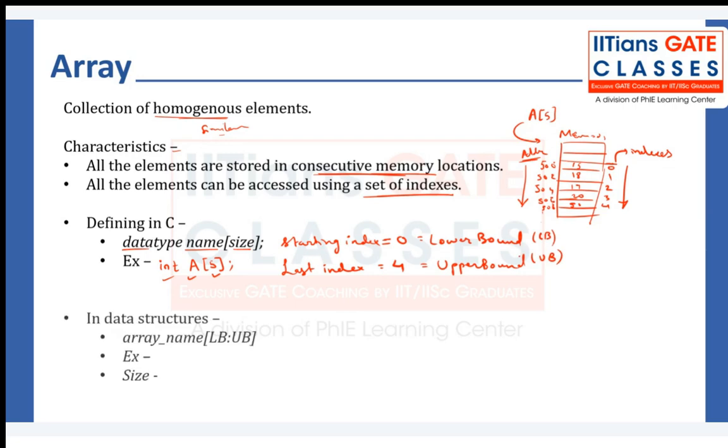So this is how you define it in C. But what about in data structures, when you are asked questions? How does the question come? It comes as an array name with its indexes. So for the last example, it would be a[0, 4]. This is your lower bound, and this is your upper bound.